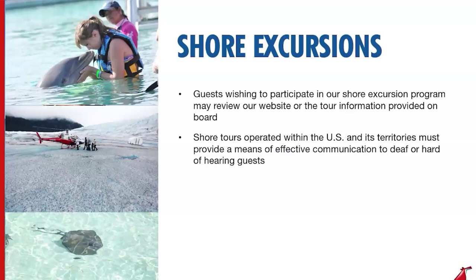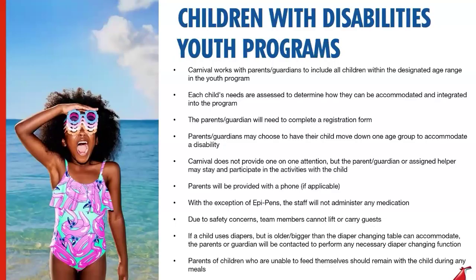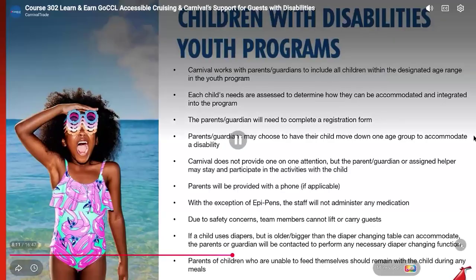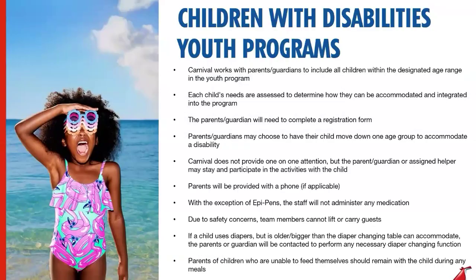Carnival Fun Ships offer every family great value and adventure with our children with disabilities and youth programs. We work with parents or guardians to include all children within the designated age range in the youth program and to assess each child's needs. The parent or guardian will need to complete a registration form, which will help the youth staff better serve the child. Although Carnival does not provide one-on-one attention, the parent, guardian, or assigned helper may stay and participate in the activities with the child, or the parent will be provided with a phone when available.